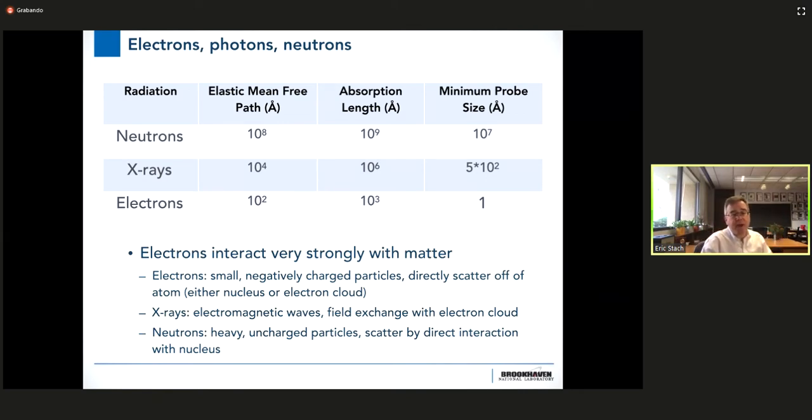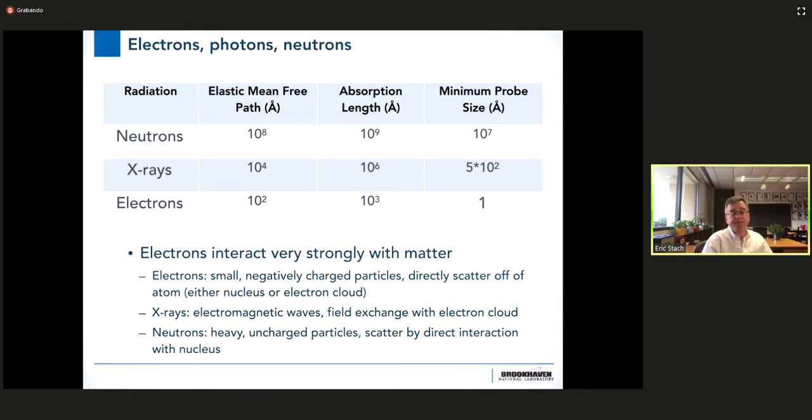A mean free path is the relative amount of a material that you will go through before you expect to have one single interaction event. So if you look at an electron, you have 10 to the 2 angstroms, so 100 angstroms or 10 nanometers. That means that within 10 nanometers of having the electron enter the material, you will likely see a scattering event. If you look at X-rays, that's more like 10 to the 4th angstroms, so about a micron, and neutrons 10 to the 8th, so you're looking at 1 millimeter or more. So that's a very important difference. It tells you something about how you have to think about making samples and also the sampling area that you have.